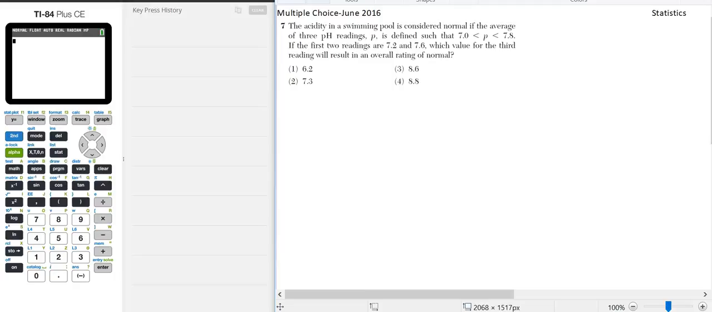This is question number 7 from the June 2016 Algebra 1 Regents. The acidity in a swimming pool is considered normal if the average of 3 pH readings, P, is defined such that P is greater than 7 and P is less than 7.8.